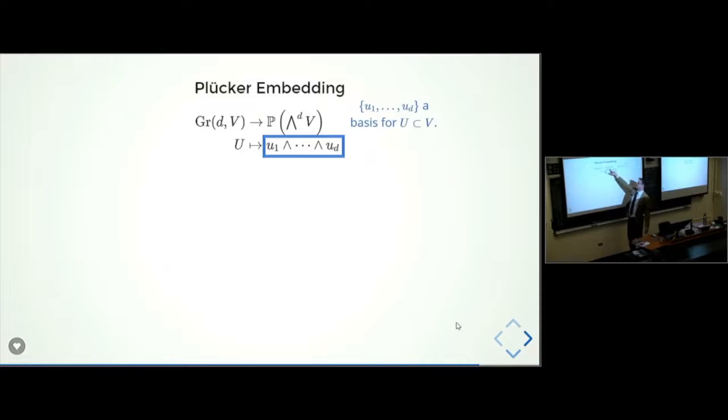That gives you an element of the dth exterior power of V. And really, if I'd chosen a different basis, they would be related by some element of GL_d, right? And so I would pay by a factor of the determinant of that element of GL_d. And so it's really only defined up to scalar multiplication. So if I take the projective space over that vector space, I get some projective space.